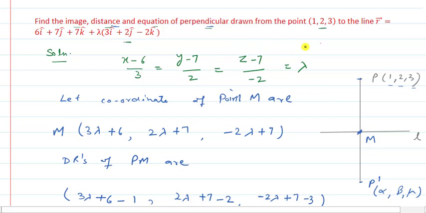So in this way you can calculate all the four things, that is the image, foot of perpendicular, distance and equation of perpendicular from the given point to the given line. So if the question is to find out only the perpendicular distance, then there is no need to go this way. You have to use only the formula directly that I have told you in the previous example. But if you need to calculate all the four things or any 2 or 3 out of those, then you have to follow this method.